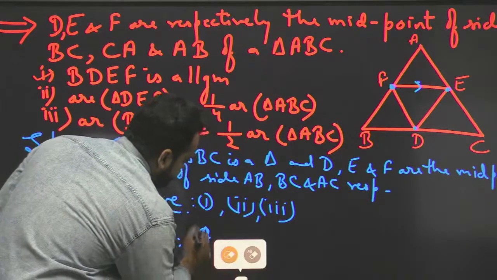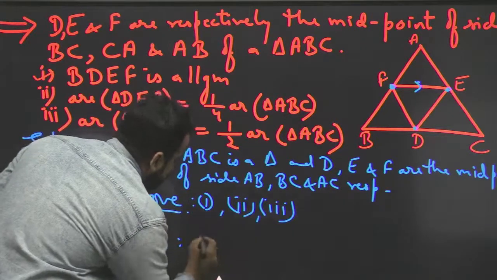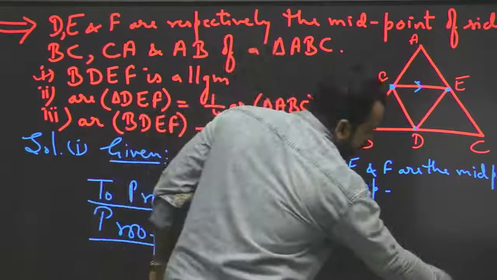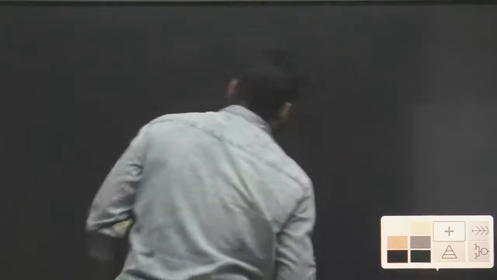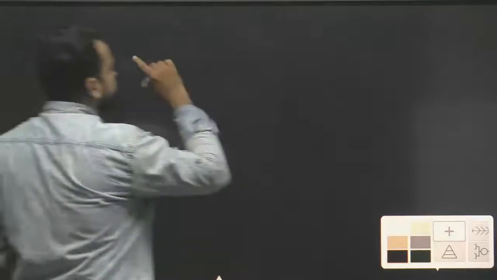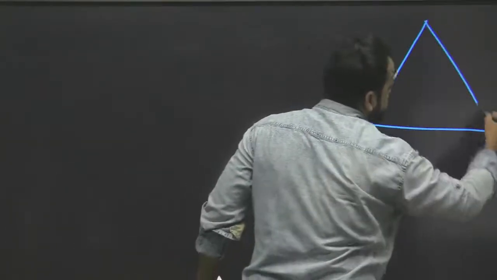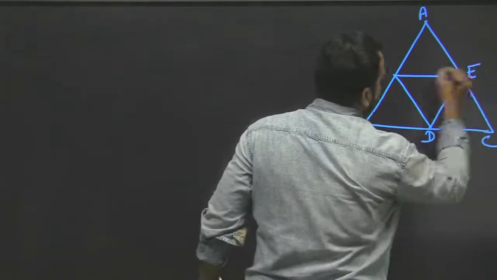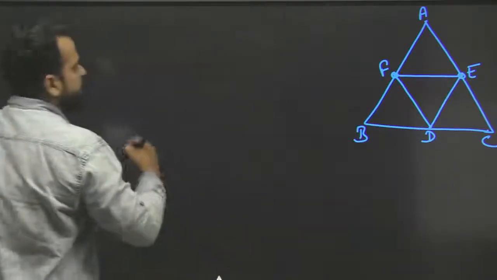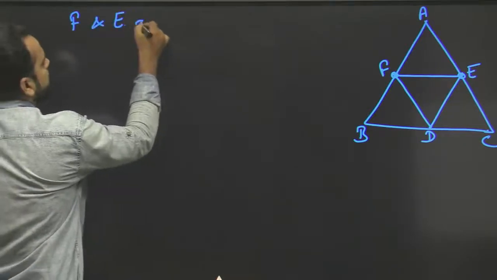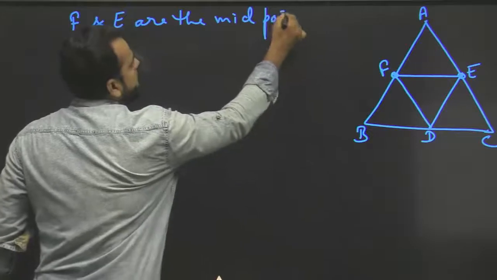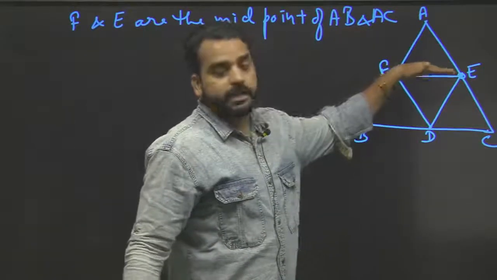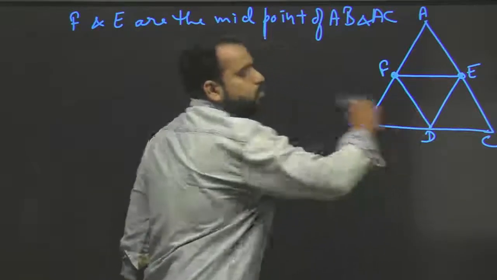As we know, first, in triangle ABC, F and E are the midpoints. Let's take it here on the next. Okay, so I have to draw the figure again. Here it is A, B, C, D, E and F. So as we know these two are the midpoints. In the triangle ABC, F and E are the midpoints of AB and AC. What does that mean? It means EF will be parallel to the third side, which is BC.